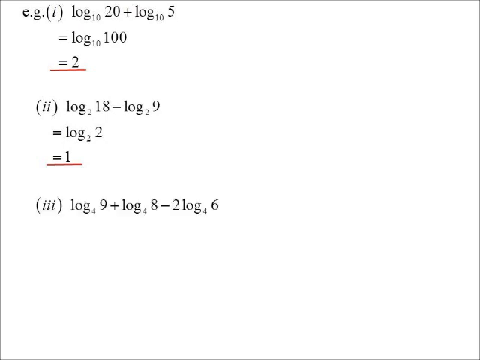If we have several, all we have to remember is the plus is multiply, the minus is divide. So this is the log of 9 times 8 divided by 6 squared, because I can move that 2 to the power there. So 9 times 8 divided by 6 squared is 2. So 4 to the power of what is equal to 2? Well, the square root of 4 is 2, so 4 to the power of a half.